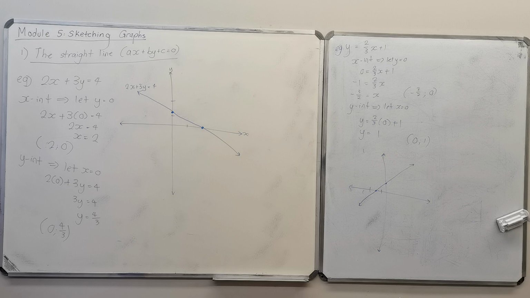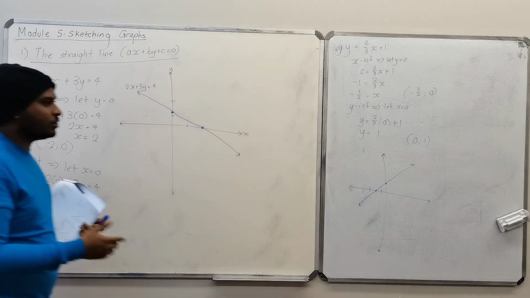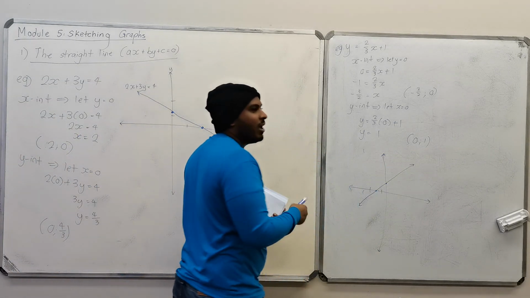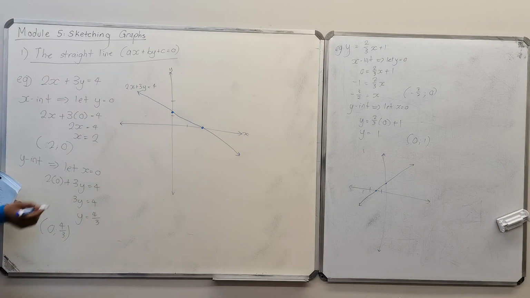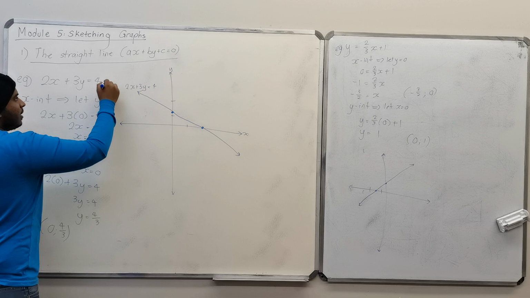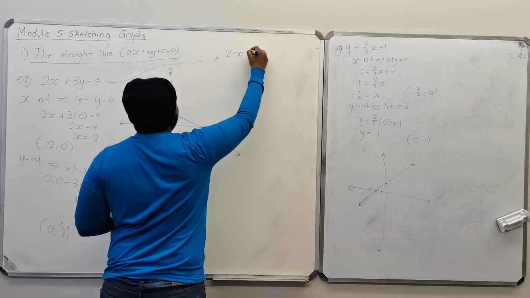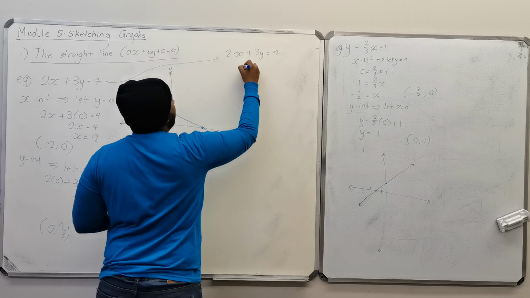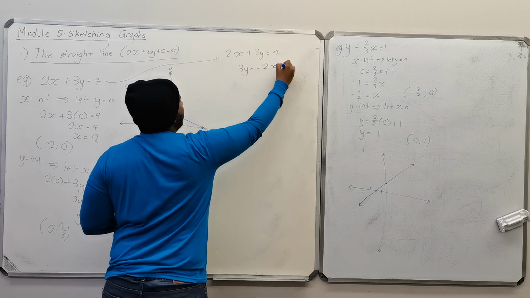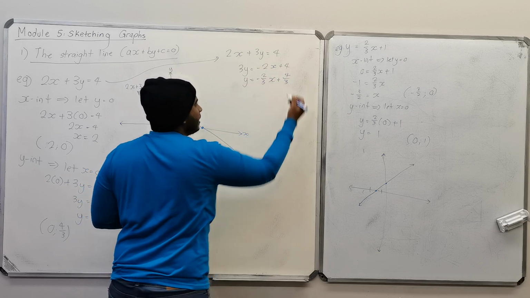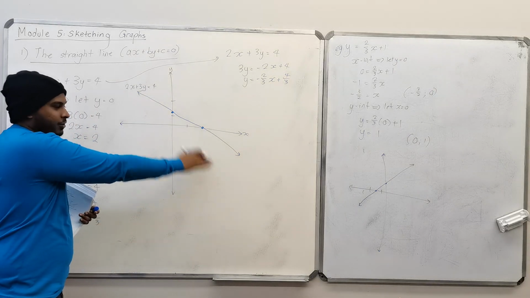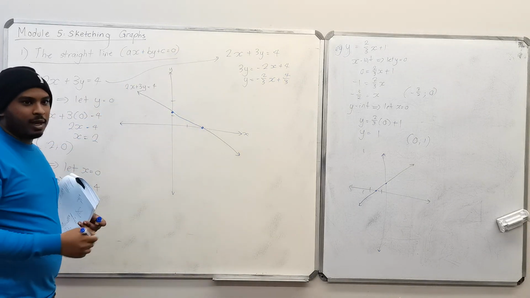Also, your gradient basically tells you which way your graph is sloping. If you have a positive gradient, it would slope like that. Okay? If you have a negative gradient, it slopes like this. So if I converted this into y is equal to mx plus c, 2x plus 3y equal to 4 would have become 3y is equal to minus 2x plus 4. y is equal to minus 2 over 3x plus 4 over 3. You have a negative gradient. Can you see how your graph is sloping? With a positive gradient, it's sloping upwards.